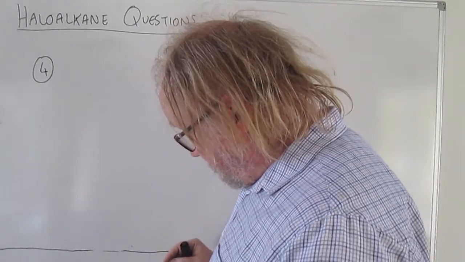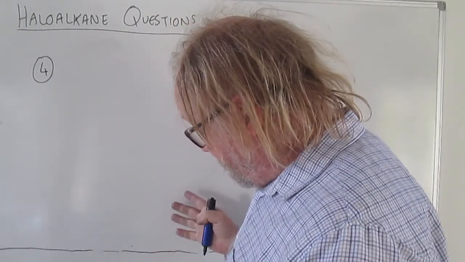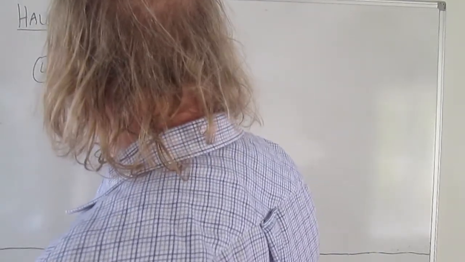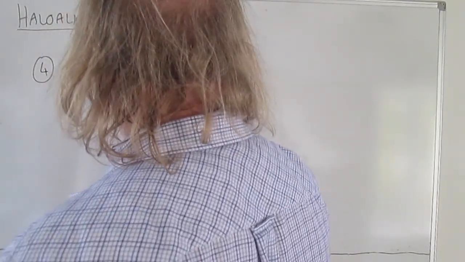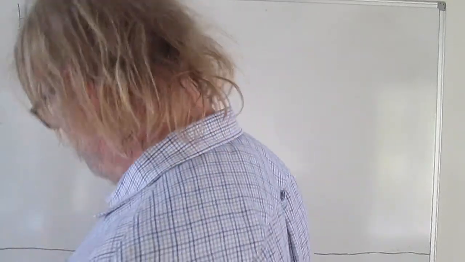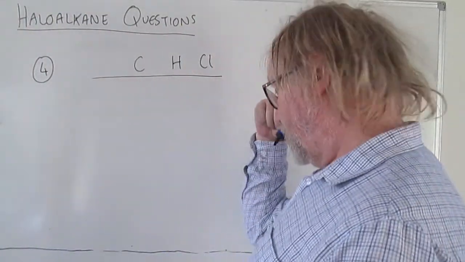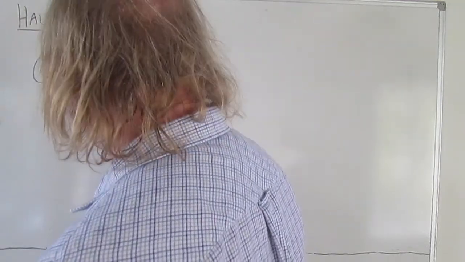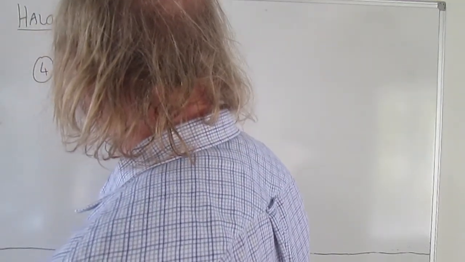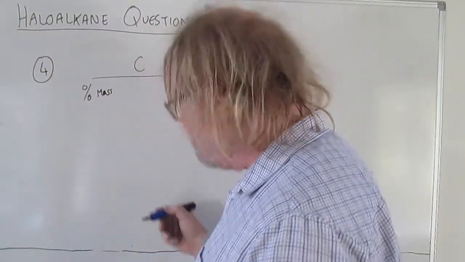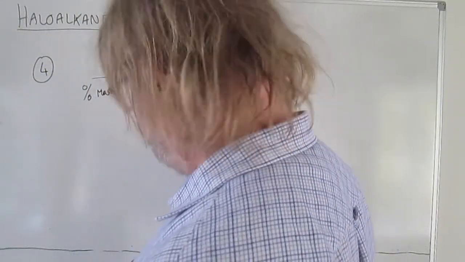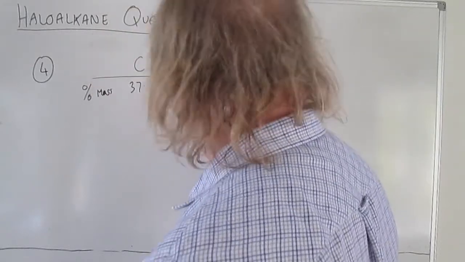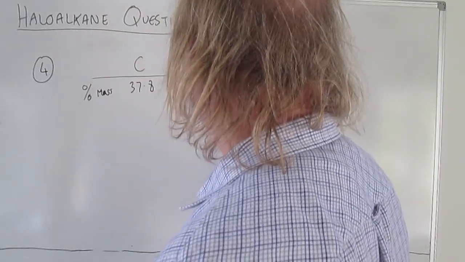Question 4 begins with an empirical formula question. So best way to do those is by this table method that you learnt last term. So you take your three elements, put across the top, you copy down either the actual mass of the elements, or in this case the percentage mass of the elements, it doesn't matter. So we got 37.8 for carbon, 6.3 for hydrogen, and 55.9 for chlorine.